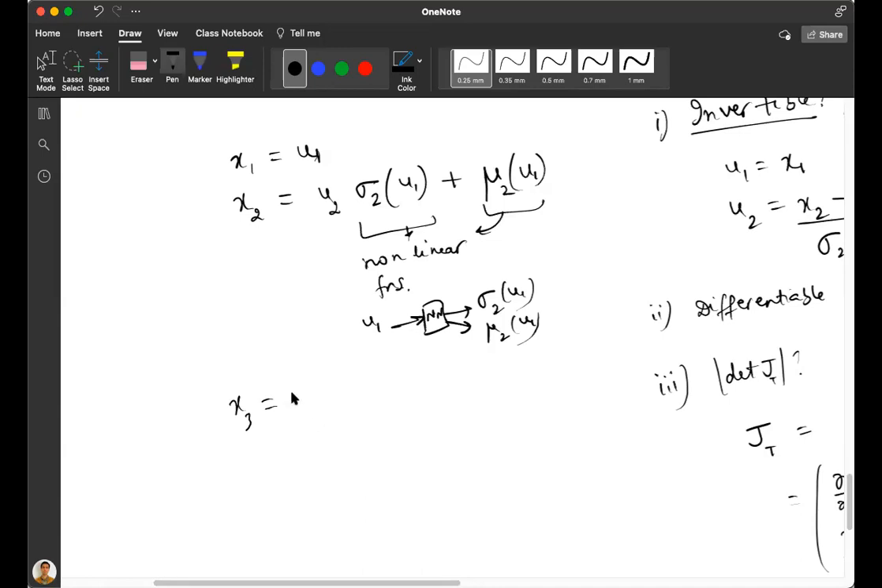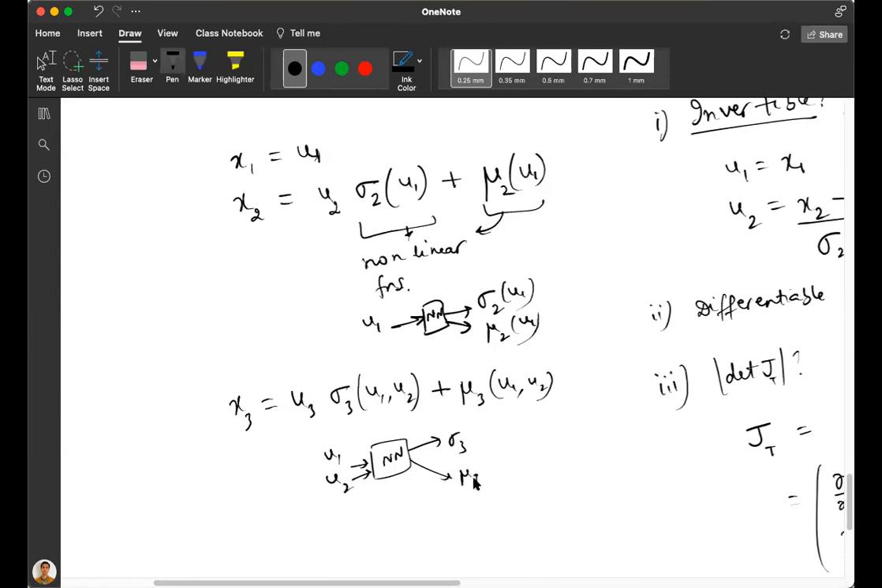Yes, X3 is U3 times sigma 3 of U1, U2 plus some mu3 of U1, U2. And here these are neural networks again, right? It's a neural network where input is U1 and U2 and the output is sigma 3 and mu3. Basically, there are two networks, or you can say a single network with some shared layers, and it estimates sigma 3 and mu3. This will maintain that property.